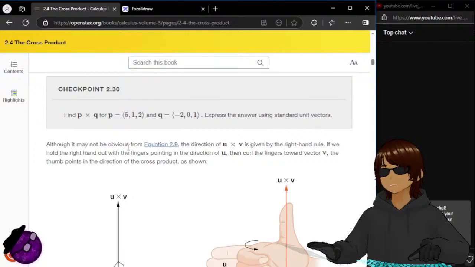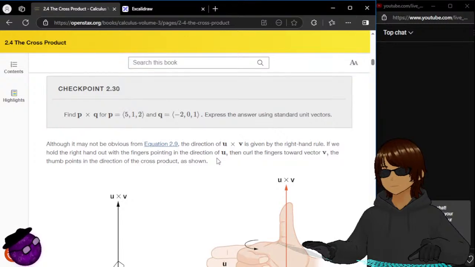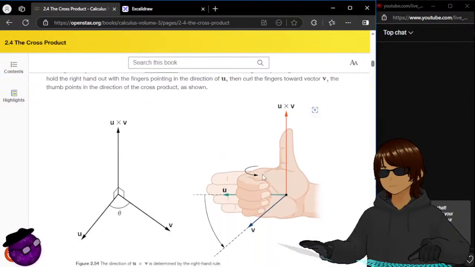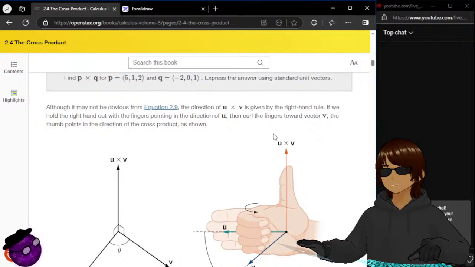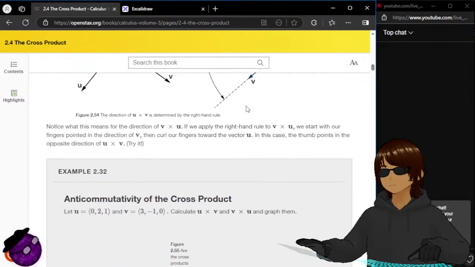Although it may not be obvious from equation 2.9, the direction of u cross v is given by the right hand rule. We hold our right hand with the finger pointing in the direction of u, then curl our finger towards v. So u, and then curl the finger towards v. This is the direction of u cross v.